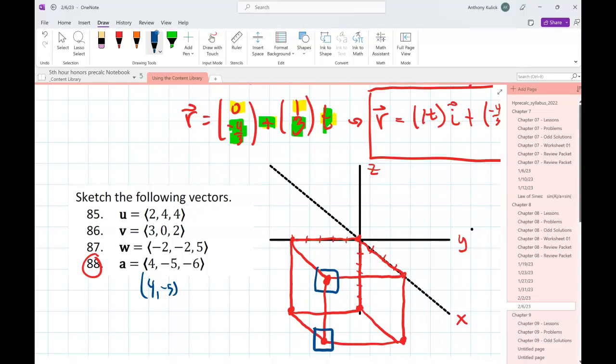But we're not done, right? Because this is a vector. The last thing I need to do is draw an arrow whose start is the origin and whose head is the point that we've just drawn. So that's my answer.